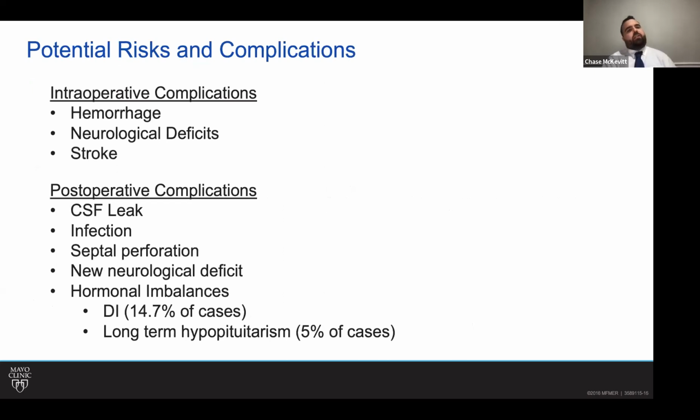Potential risks and complications were discussed with the patient. Some notable ones are hemorrhage or neurological deficits intraoperatively. Postoperatively, there's always the chance of a CSF leak, infection, septal perforation, and hormonal imbalances, with diabetes insipidus being seen in the acute postoperative setting. However, long-term hypopituitarism is seen in 5% of patients who undergo transsphenoidal resection.